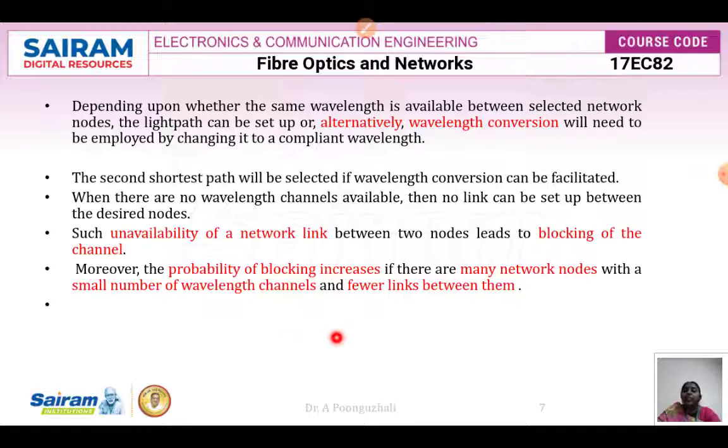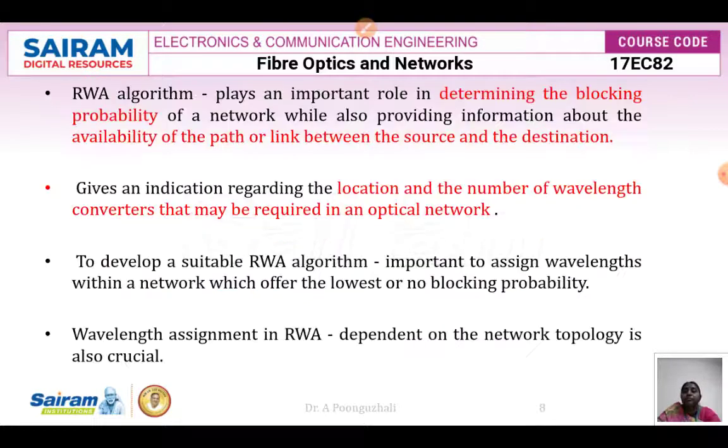between the desired nodes. So the unavailability of a network link between the two nodes will lead to blocking of the channel. The probability of blocking increases if there are more network nodes, a smaller number of wavelength channels, and fewer links available between them.